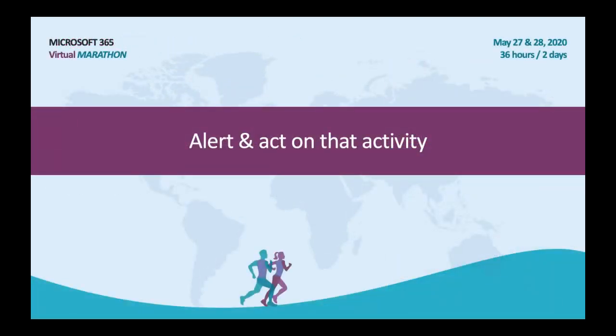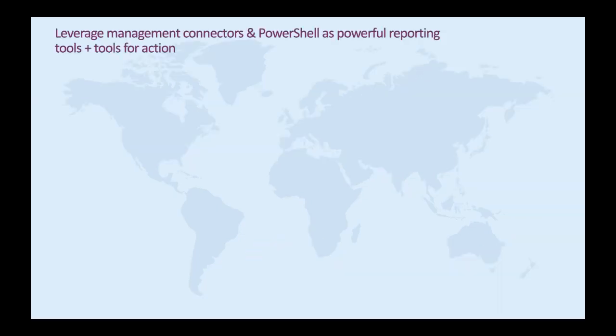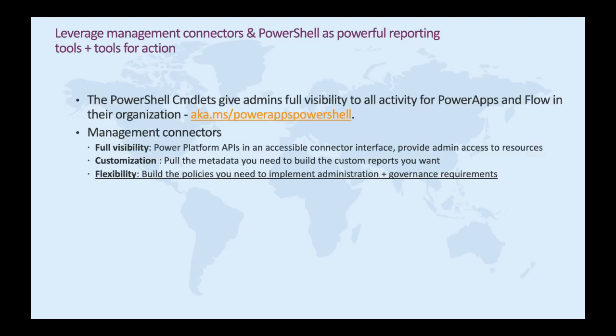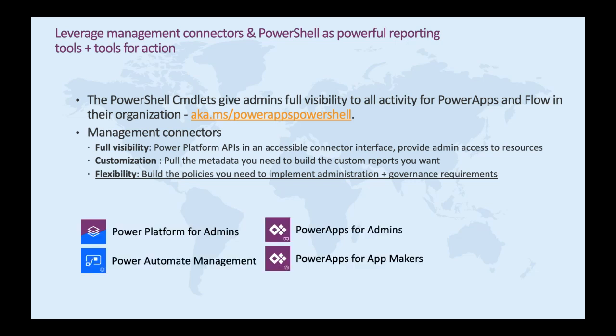Okay, so we have a few more minutes. I'm going to try to rush through this real quick. Alert and activity. You can use PowerShell as a powerful reporting tool for management of connectors. There are PowerShell cmdlets out there that you can use to deploy connectors to DLP policies, those different types of things. There's some flexibility around that. There are three components of that: Power Platform for admins, Power Automate Management, Power Apps for admins, and Power Apps for app makers as well.